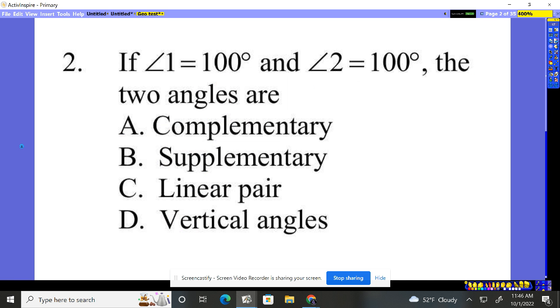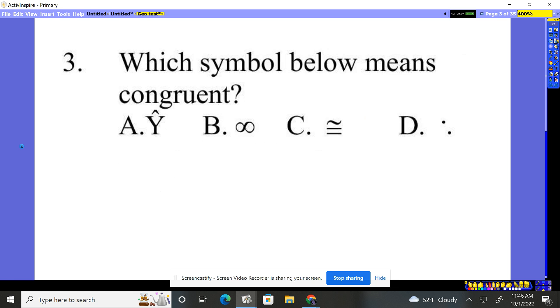Problem 2, if angle 1 is 100, angle 2 is 100. The two angles are, well, they're the same. What is that? That is what we call vertical angles. Linear pair are simply a pair that add up to a straight line. Supplementary add up to 180, complementary add up to 90. So vertical angles are always equal.